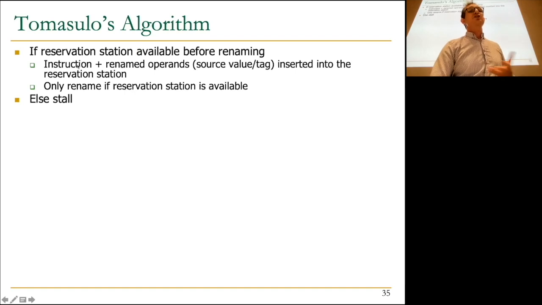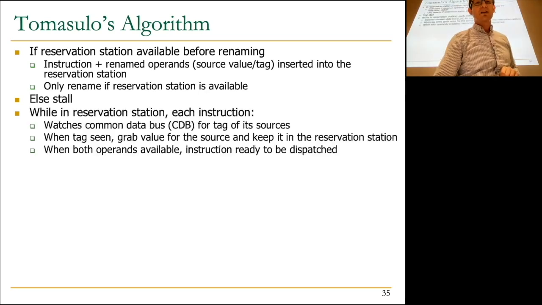But basically, first you need to check whether a reservation station is available before renaming, and rename an instruction only if a reservation station is available, only if a buffer is available so that you can put the instruction. Otherwise, you stall. While in the reservation station, each instruction watches a data bus called the common data bus for the tag of its sources. When the tag is seen, it grabs the value for the source and keeps it in the reservation station. When both operands are available, the instruction is ready to be dispatched.